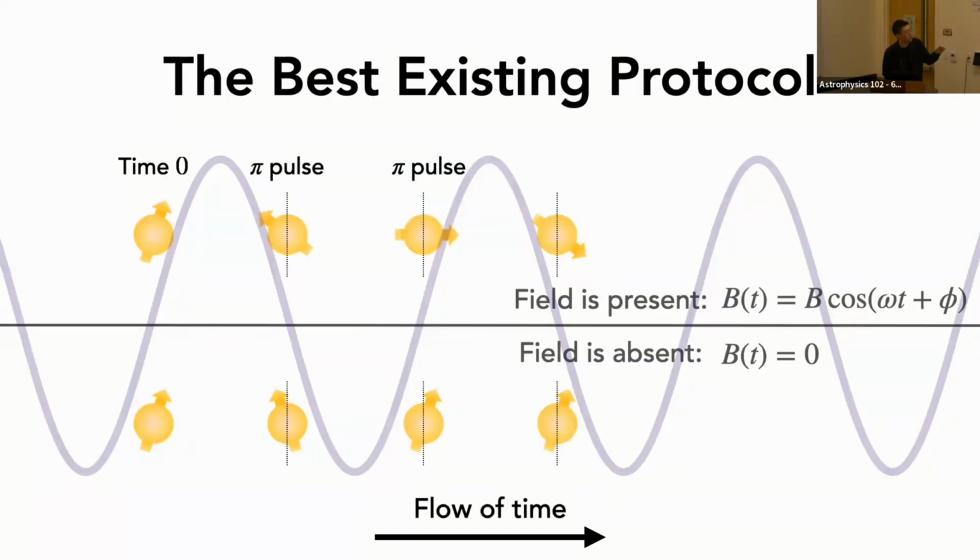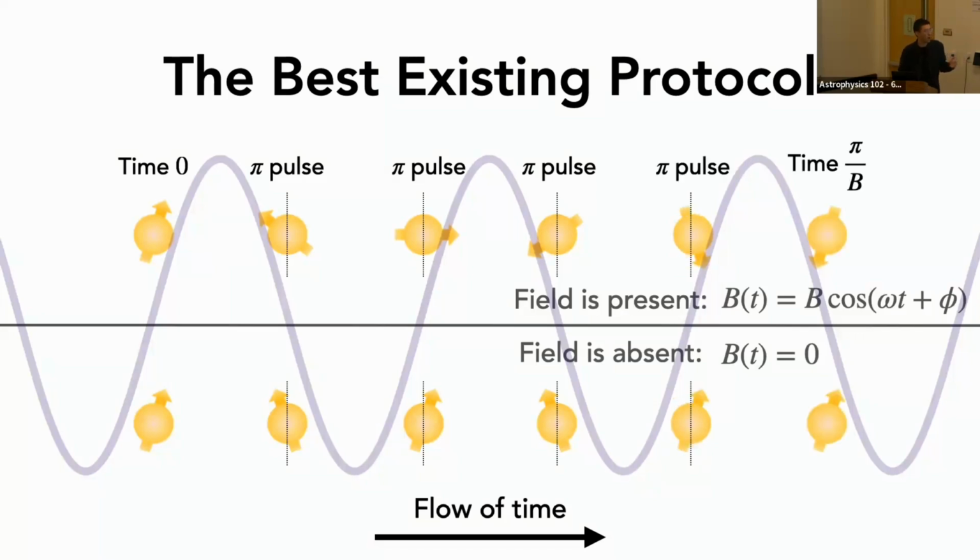So now we evolve further, do a pi pulse, and the backward evolution, or the other rotation, will still accumulate signal, and we do a pi pulse again. And then finally, at time around pi over b, we will have accumulated the signal properly. When we just measure in the initial basis, we will be able to tell if the field is present or the field is absent.